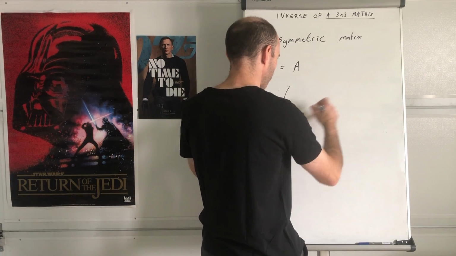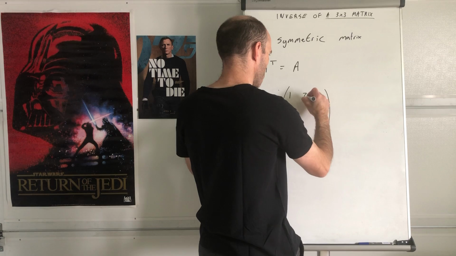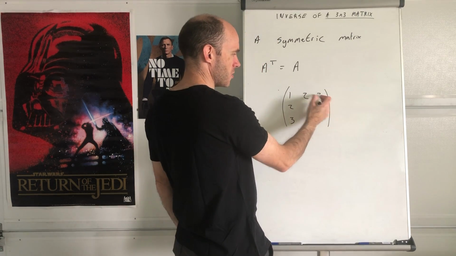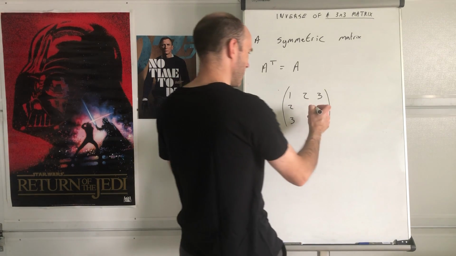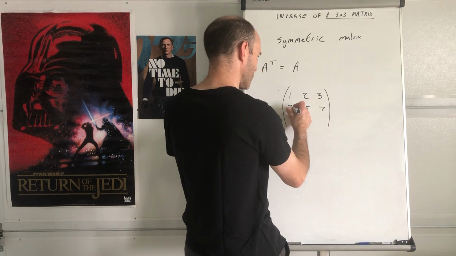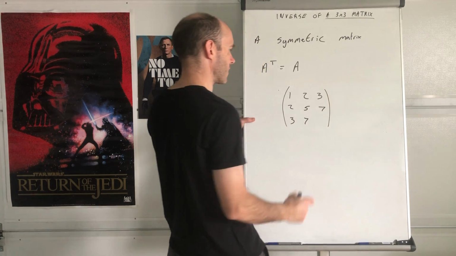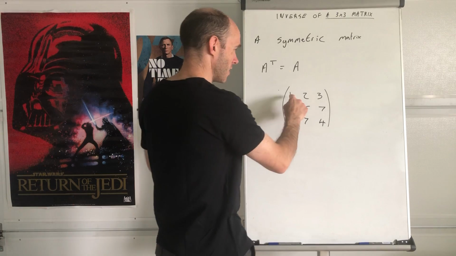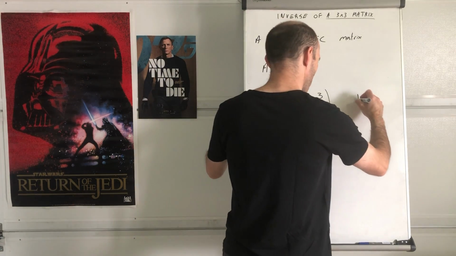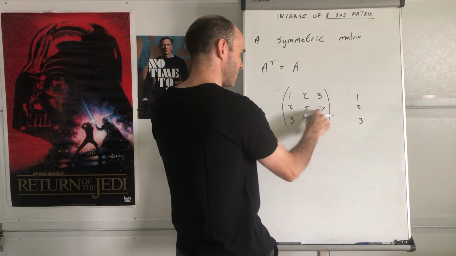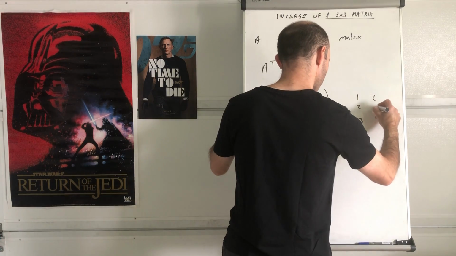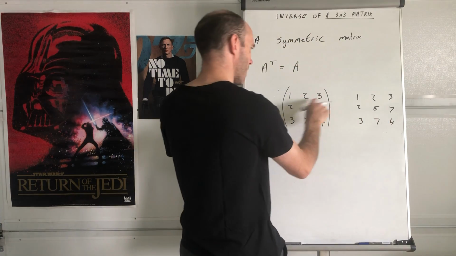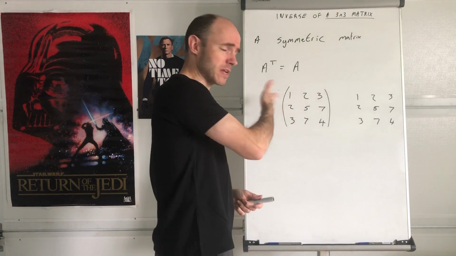Let me just show you an example of that. Okay. So 1, 2, 3. If I write that as the column, 1, 2, 3. Can you see? If I transpose that row, it's the same as the column. Okay. I'm going to do the same with this. 2, 5, 7, so 2, 5, 7. And I'm just going to pick a number to go there. Let's just go 4. So can you see when I transpose that? The 1, 2, 3, I'm going to write it as a column. 1, 2, 3. And then 2, 5, 7, I'm going to write it as a column. 2, 5, 7. And then 3, 7, 4. Can you see? I've got exactly the same. Okay. That's what's called a symmetric matrix.